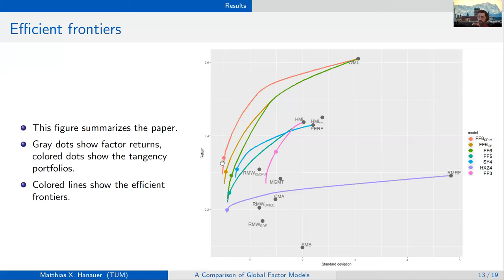And so what we more or less evaluate is if this dot here has a higher return to risk ratio than this dot here. But I think it's not just that this point is better than the other one. It dominates it also over a broader range of risk standard deviations.